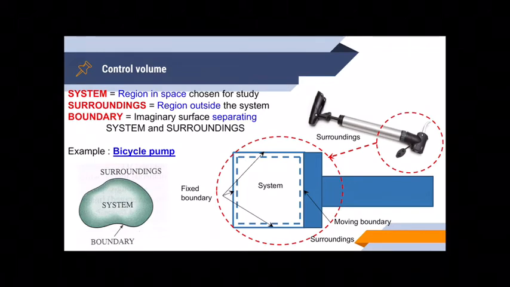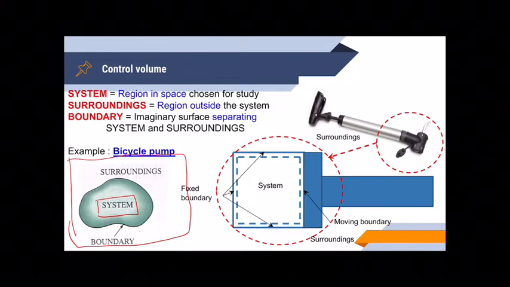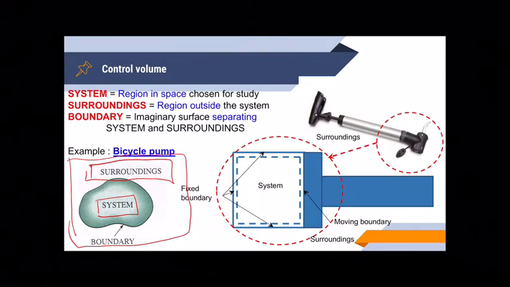So, there are three important regions that are always present in the environment. The first one is the system, where the region chosen for study. The second one is the mass or region outside the system. We call it as surroundings. And lastly, the boundary, where the boundary could be the real boundary like solid surface, or imaginary surface that separates the system and the surrounding. The boundary can be fixed or imaginary.